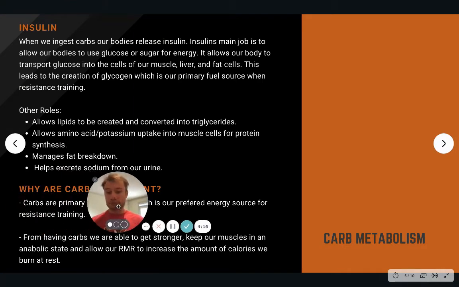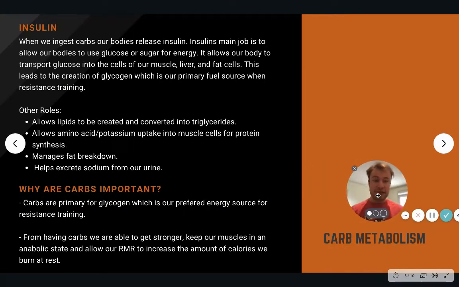Carb metabolism. This is kind of the debate on why people think carbs are bad, which I'm going to basically end right now and tell you guys that carbs are essential and they're not bad. So we definitely need them for what we're trying to obtain as far as getting a good physique and getting stronger in the gym. Carbs are definitely going to play a role.